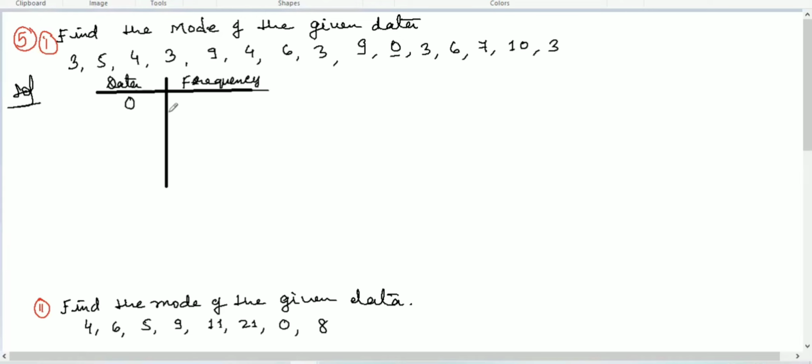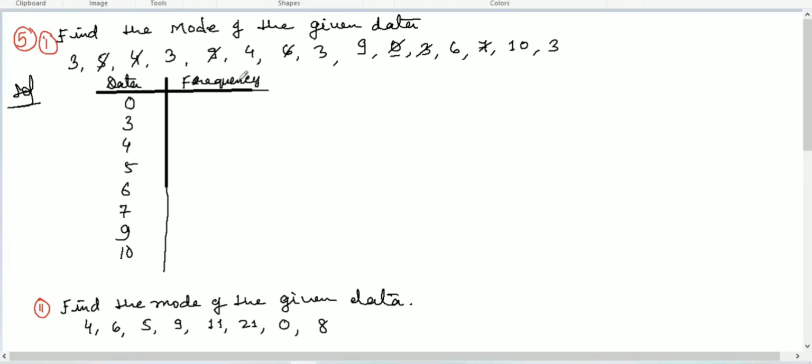This is 0, I can see 0, and one by one cancel it out. After 0 we have 3. So 3 we already have here. Then 4 cancel it out. Then we have 5, and then 6, and then 7, and then 9, and we have last number 10 here. And all the numbers are repeated here.